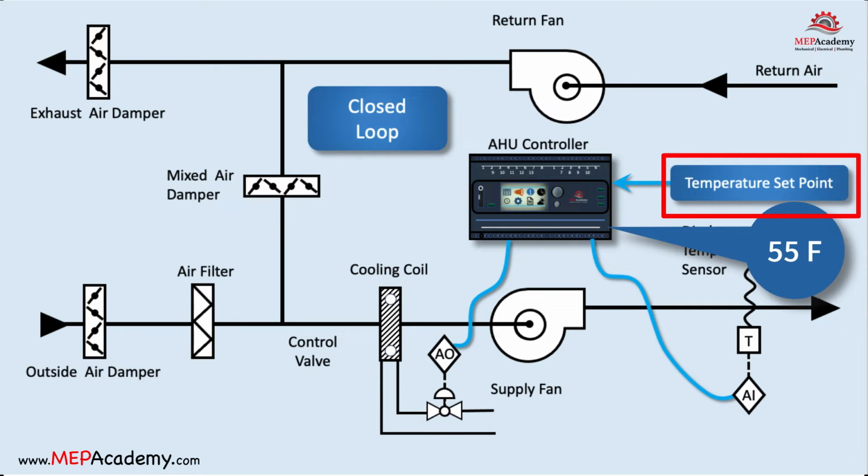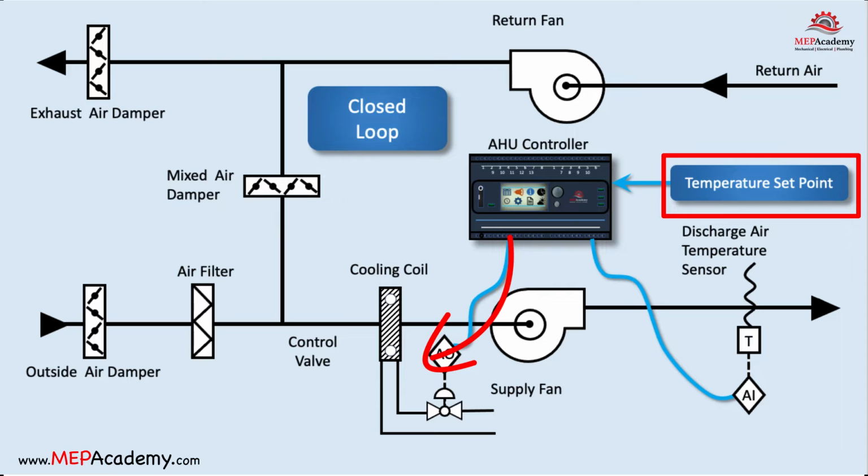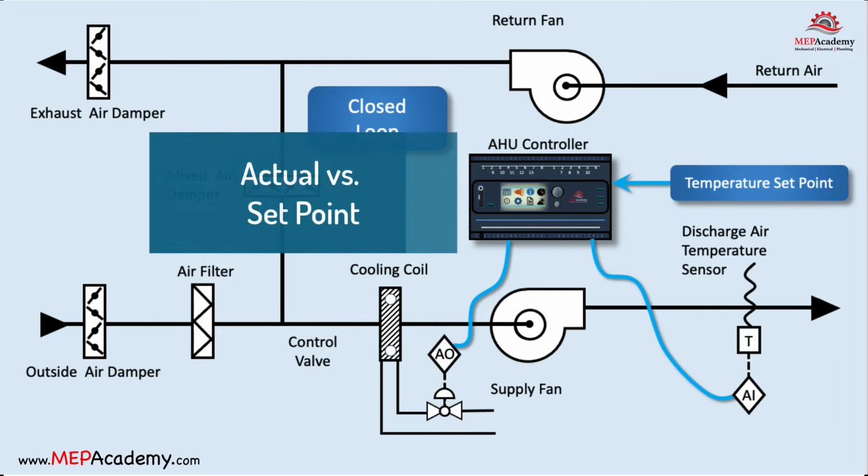The controller sends an output signal to the coil control valve, which is responsible for regulating the flow of heating hot water or chilled water through the coil. The control valve is positioned by the controller based on the comparison between the actual and desired discharge air temperatures.